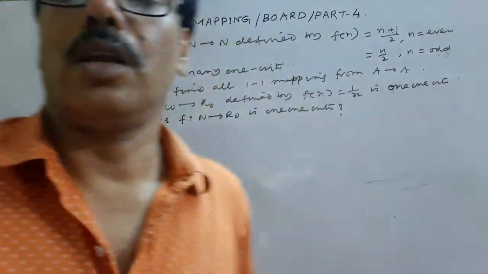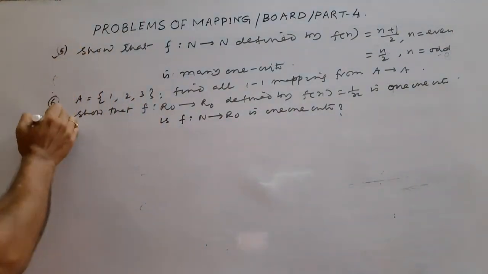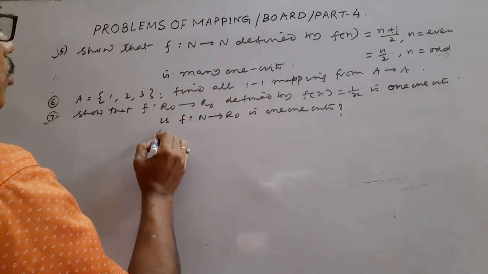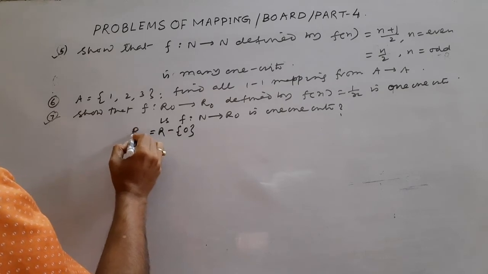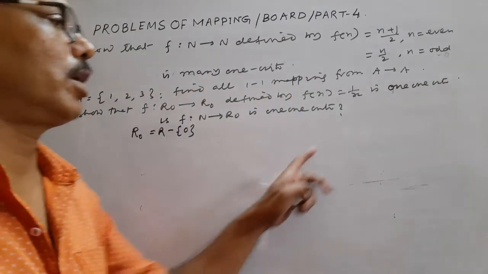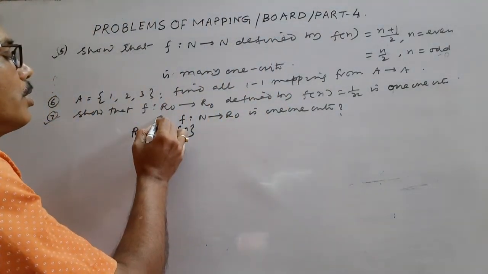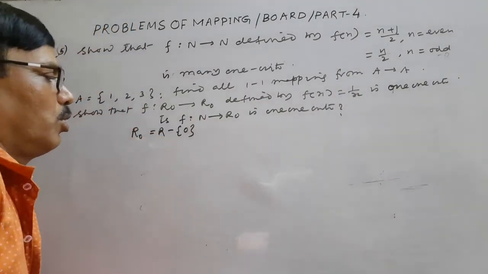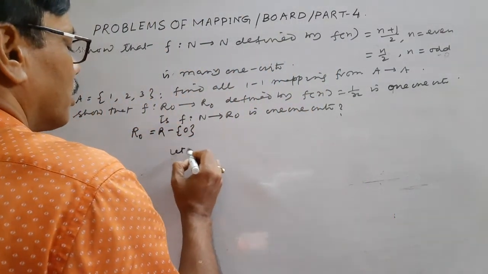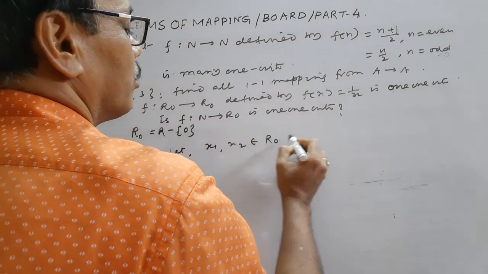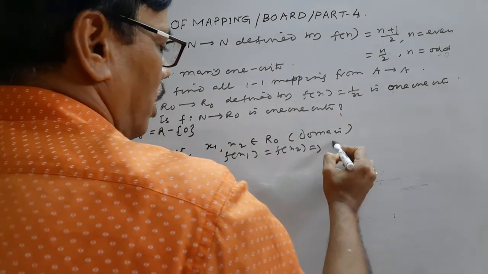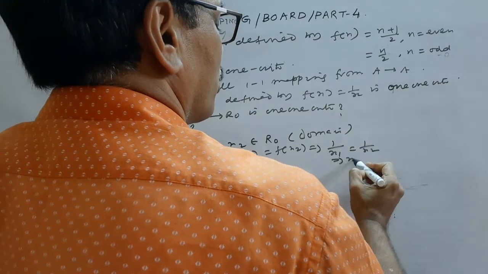Next, now I consider three more problems: 5, 6, 7. Problem number 7. R0 means the set of real numbers excluding 0, that is R minus 0. Defined by f(x) = 1/x, is f one-one and onto from R0 to R0? This is a very, very simple problem. Let x1, x2 belong to the domain R0. First part is very simple. f(x1) = f(x2) implies 1/x1 = 1/x2, so x1 = x2.